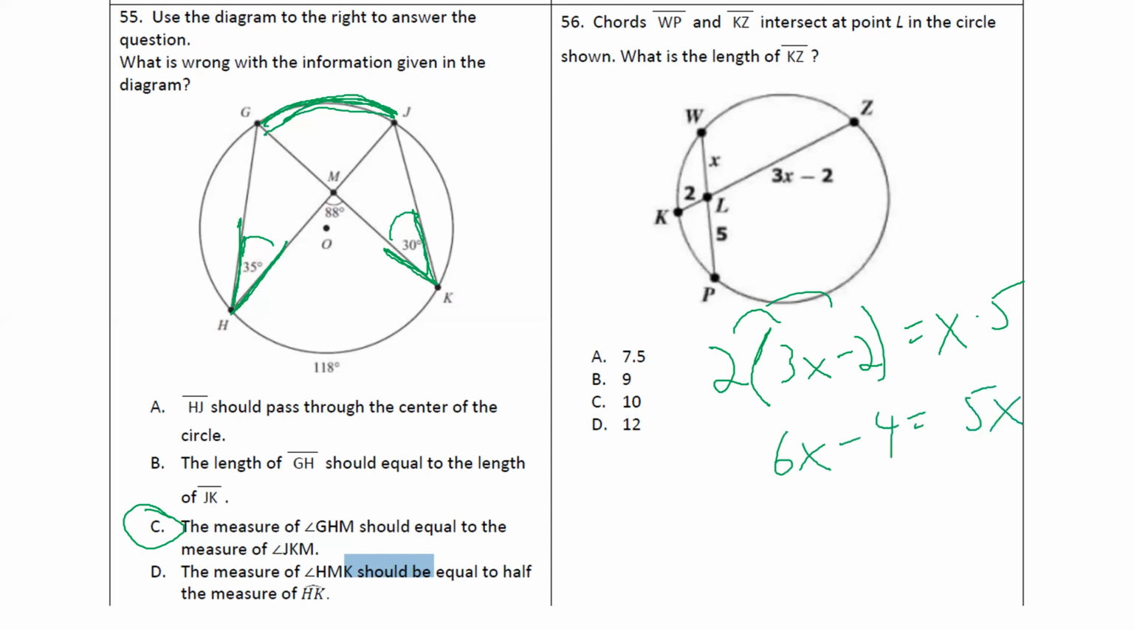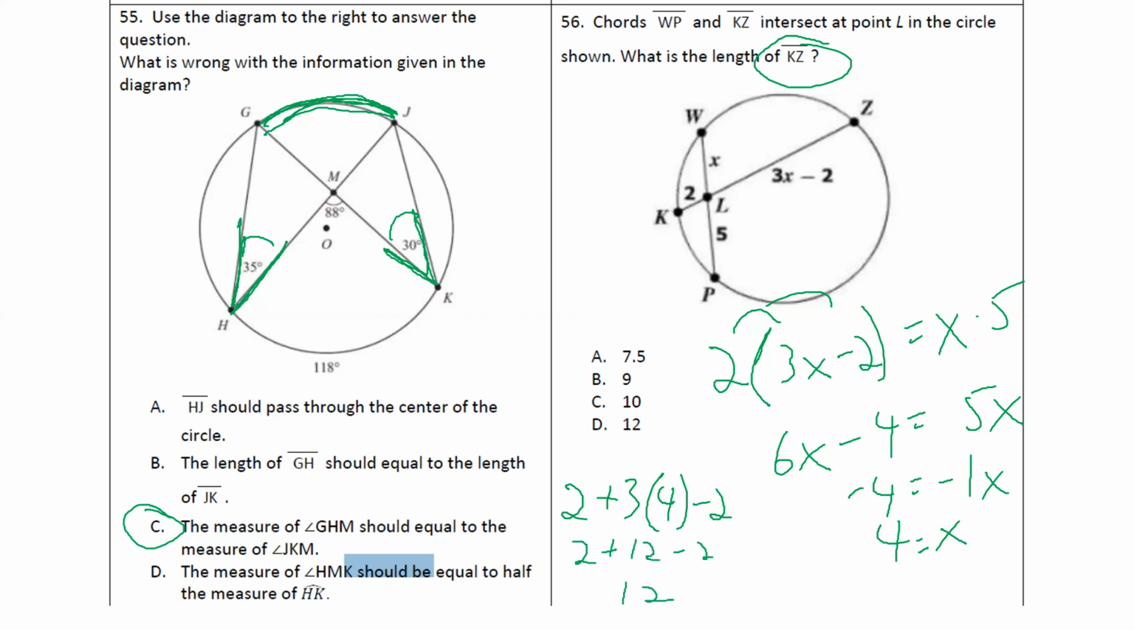Bring the x's to the same side. So I'm going to go ahead and subtract 6x from both sides. When we do that, we end up with negative 1x. We can't have a negative there. We need to divide off the negative 1. So that just gives us x is positive 4. That's not what we were trying to find, though. They want us to find KZ. So KZ was those two parts together, 2 plus 3x minus 2, with x now being 4. So 2 plus 12 minus 2 is 12, which is answer choice D.